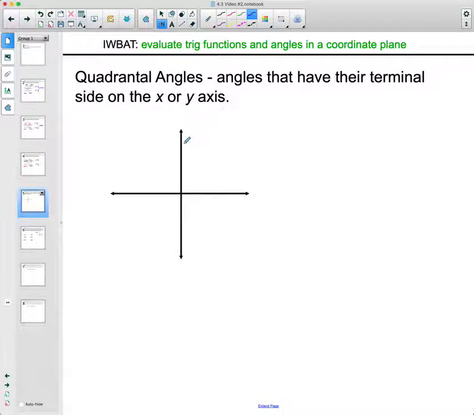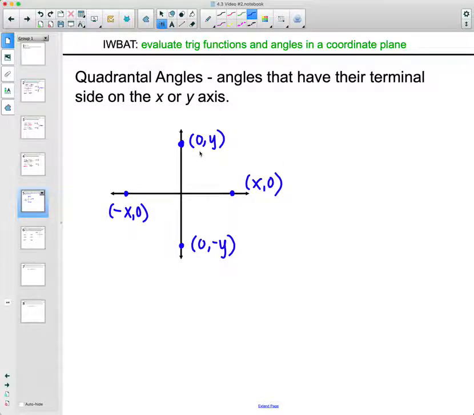Then we have quadrantal angles. Quadrantal angles means that their terminal side is a multiple of 90 or pi over 2. They end on the axis. When you have an angle that ends on the axis, if it's up like this, that means the x coordinate is 0 and you have a y coordinate. Here you would have a negative x coordinate and a 0 y coordinate. Here, you would be 0 for the x, negative y.